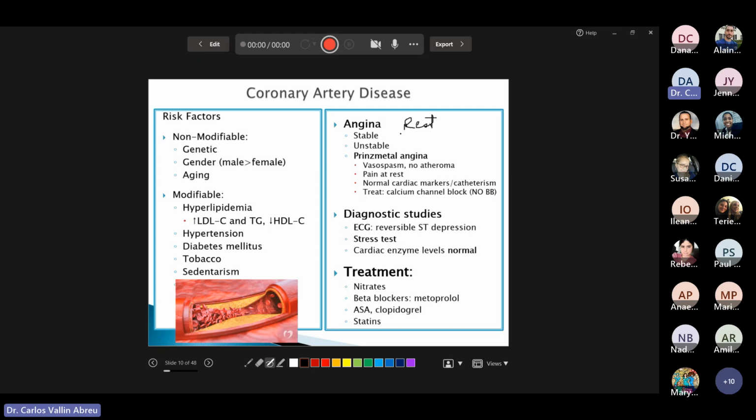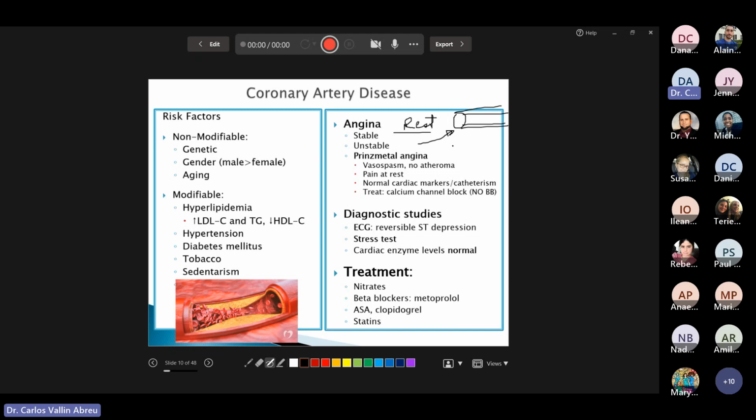So the person and the doctor suspect this is a myocardial infarction that is not related to exercise. But then when the person goes to the hospital thinking that they have a myocardial infarction, the cardiac markers, the troponin, the cardiac enzymes don't elevate because there is no death of myocardium. There is no infarction. And when they do a catheterism, they find that the coronary arteries are perfect. There are no plaques of cholesterol inside the coronary arteries.